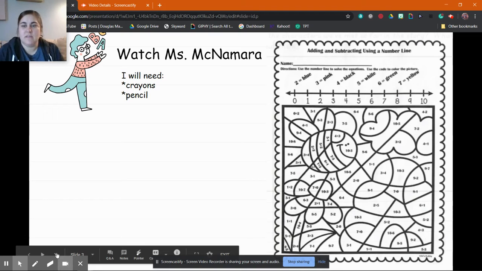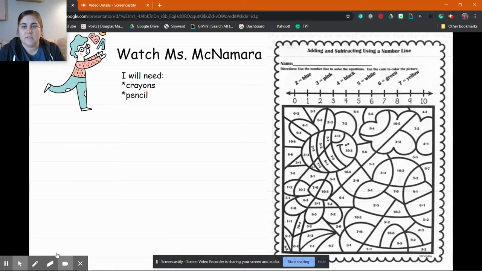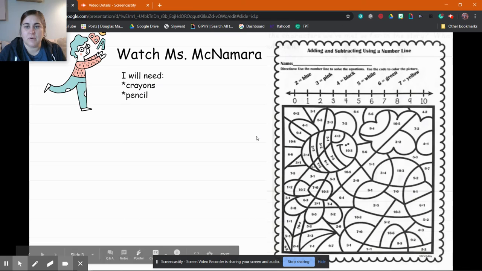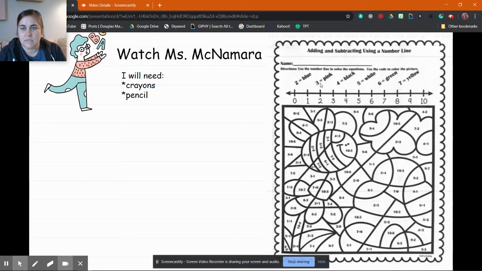All right, so this is your worksheet for today. It's pretty much the same thing that I think you guys did one day last week. At the very top of your paper, it gives you colors to color depending on the number. So 2 is blue, 3 is pink, 4 is black, 5 is white, 6 is green, and 7 is yellow. You also have a number line here if you would like to use that to add or to subtract. I will show you that today as I do a couple of examples.